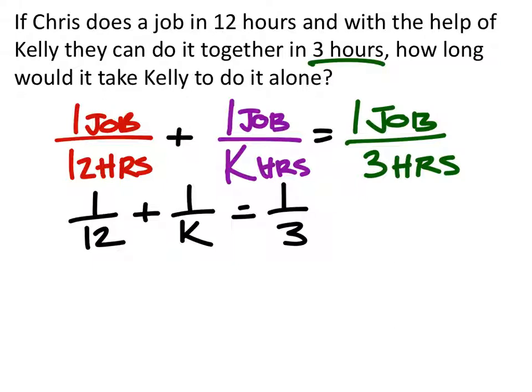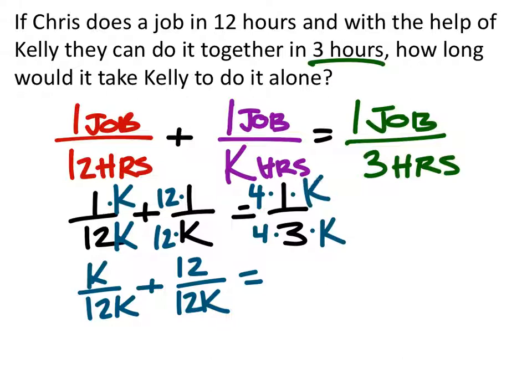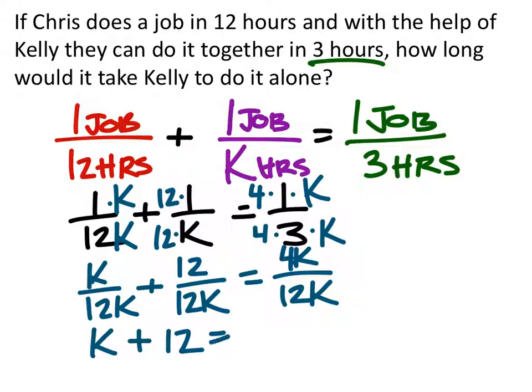All right, so the 12, I'm going to multiply it by k. Well, k over k, like this, right? So now I've got k over 12k. And the 1 over k, I'm going to multiply by 12, so 1 by 12 also. So this is added to 12 over 12k. And this equals 1 over 3. I need to multiply that by 4, so 1 is 4 by 4 as well, but also the k. So that gives me common denominators of 12k throughout the entire equation for each term. Now that I have common denominators of 12k, I'll just ignore them. And I've got k plus 12 equals 4k's.